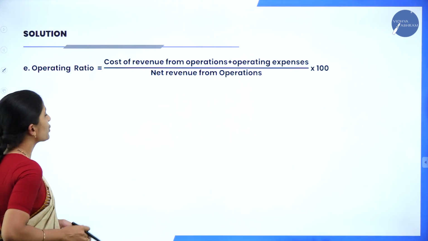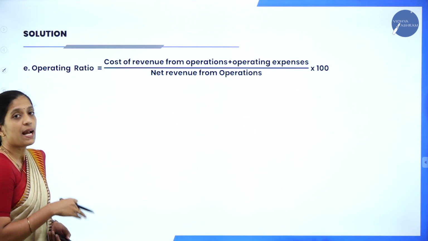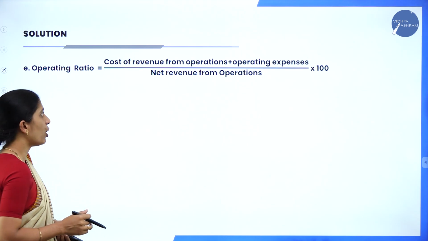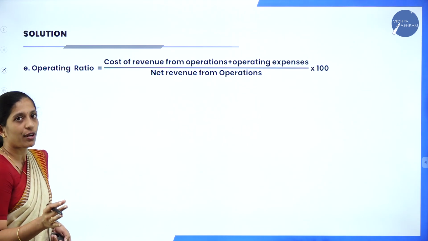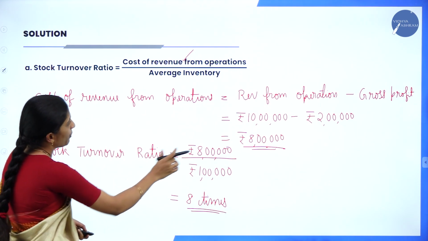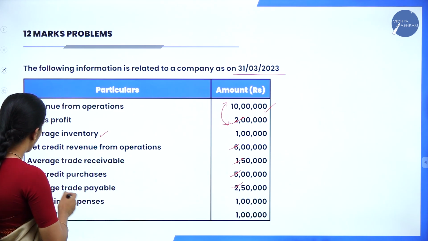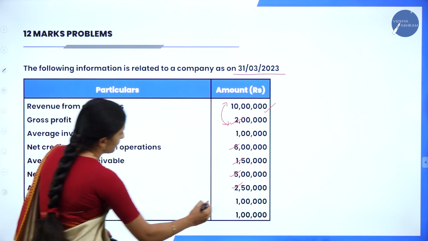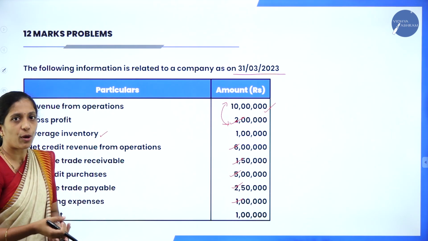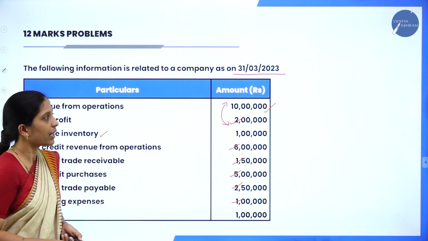Now moving on to the next one, operating ratio is equal to cost of revenue from operations plus operating expenses divided by net revenue from operation. Now cost of revenue from operations already we have calculated here. That is, cost of revenue from operation is rupees 8 lakh. Now let's see what is the operating expenses. Plus operating expenses is 1 lakh. So cost of revenue from operation 8 lakh plus operating expenses is 1 lakh.